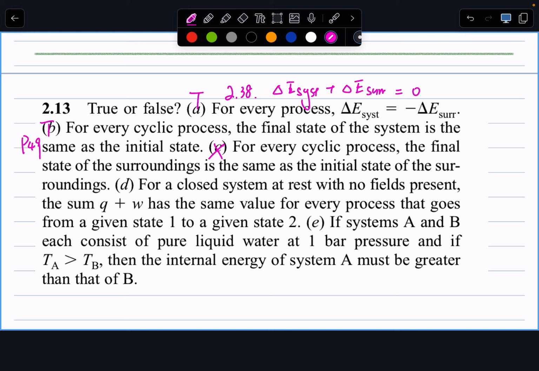Now, C, I crossed it out because when we're looking at the surroundings, it also depends on whether the cyclic process is reversible or irreversible. But we haven't talked about entropy yet, so this is a little bit unfair. So let's move on.